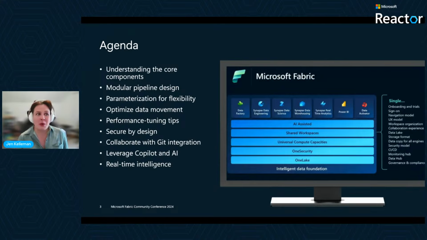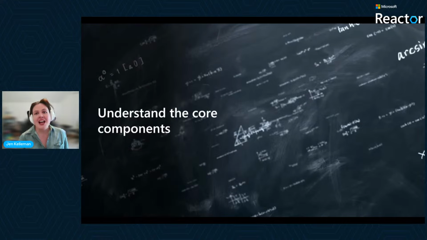So in this session, we will discuss 10 important things to know about Data Factory, ranging from basic concepts to advanced optimization techniques. We'll cover collaboration, performance tools, integration capabilities, the use of Copilot, real-time analytics, security, troubleshooting, and continuous learning resources. To begin, let's start with understanding the core components.